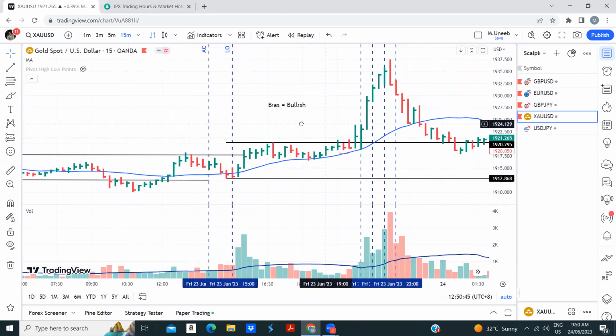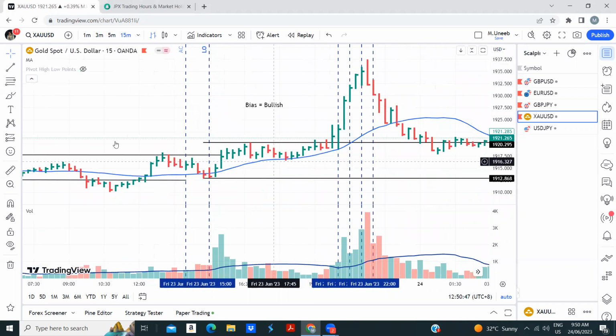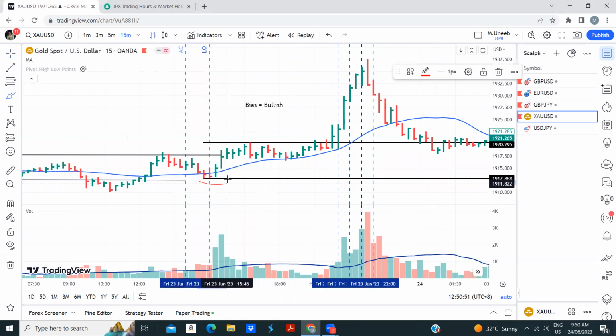Where this VCB pattern is forming here, the VC pattern is clear if you just draw this one here: 1, 2, 3. This is a clear VC pattern, right? So this VC pattern has a bullish bias, right?